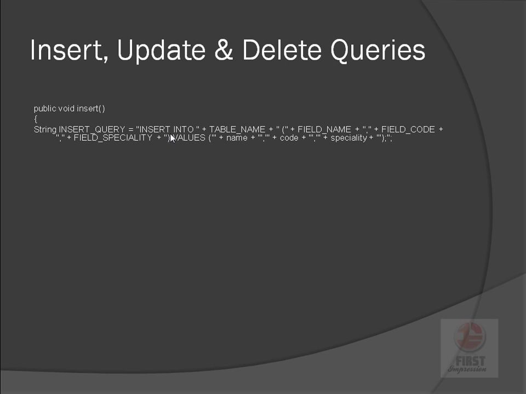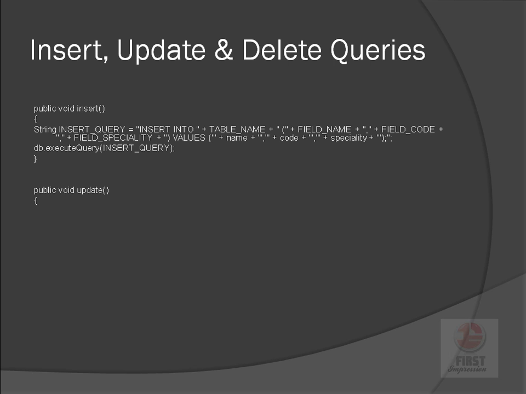So see, we had double quotes, bracket close, values, bracket open, single quote, this is the single quote, then double quote close plus name plus double quote open, single quote close. Okay, this single quote open was for the name, the single quote close will close the value name. Similarly, code was also a string, so we'll have in single quote code, single quote close, then a single quote specialty, single quote closed, and then semicolon. This creates the insert query. To execute the query, we will simply say db.execute query, insert query.